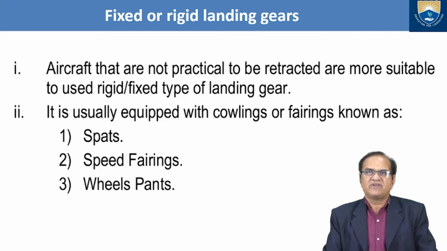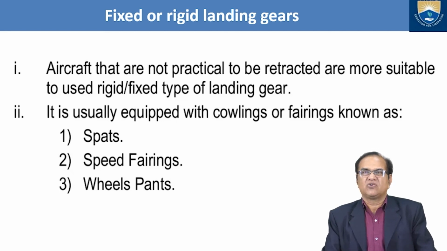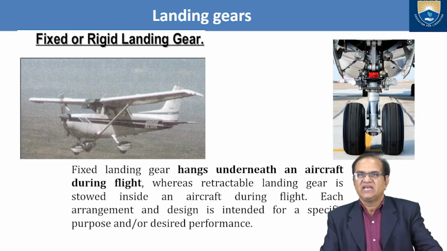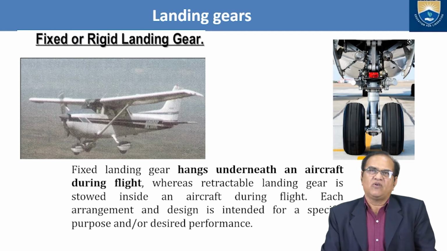Aircraft that are not practical to be retracted are more suitable to use rigid or fixed type of landing gear. It is usually equipped with cowlings or fairings known as spats, speed fairings or wheel pants. So these are the names of the cowlings which are used: spat, speed fairings and wheel pant. Like we wear pants, the wheels are also wearing pants.